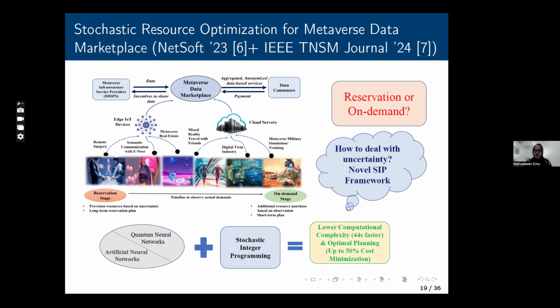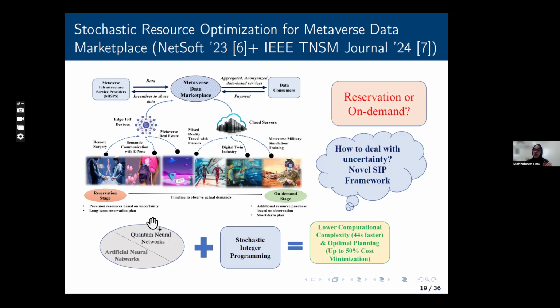So what they need to do is subscribe to those edge or cloud resources well in advance, before observing the demand for those data or database services, right? They can subscribe to those resources via two schemes. The first one is the reservation stage, where they haven't seen the uncertainty or actual demand yet. So they take a guess and subscribe to some resources.